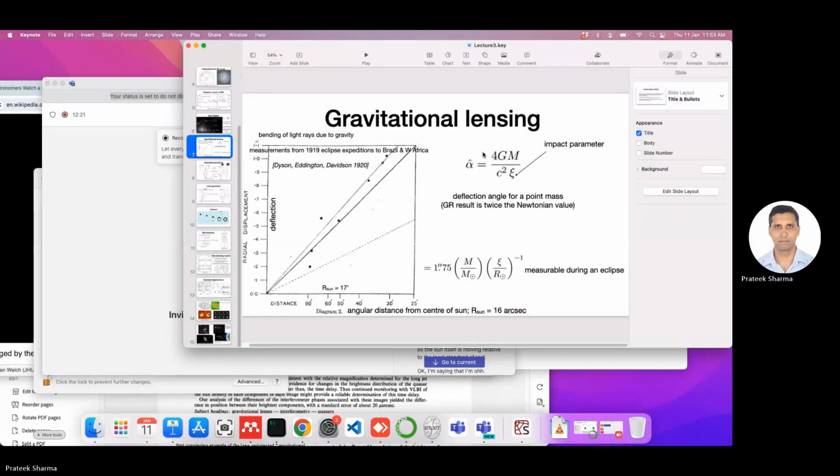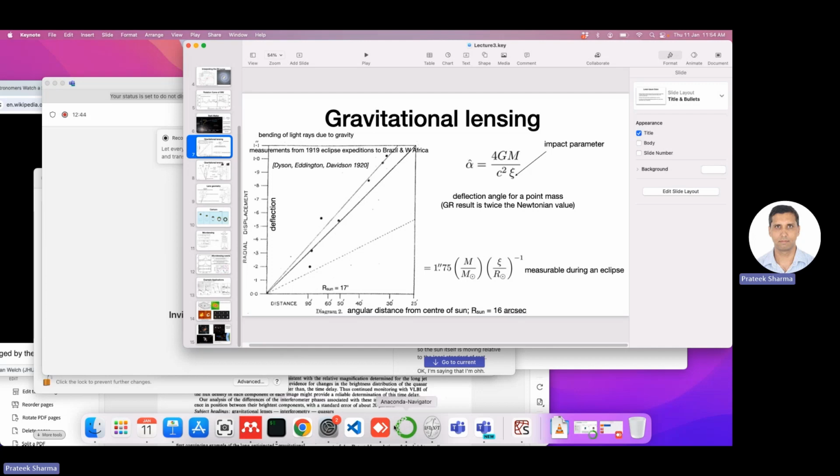Yes. It does not depend on the mass, right? If you're a test particle, the trajectory does not depend on what the mass of the test particle is. I mean, scattering. Yeah. But it's in the weak deflection limit. Okay.